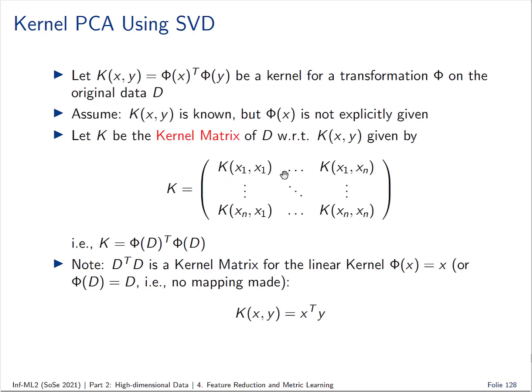So the kernel matrix is somehow the covariance matrix of the mapped space. And the original covariance matrix is of course the special kernel matrix with the linear kernel. And that is actually what we used for PCA. So now if we apply SVD on this kernel matrix instead of just the covariance matrix, well, let's see how far we go.